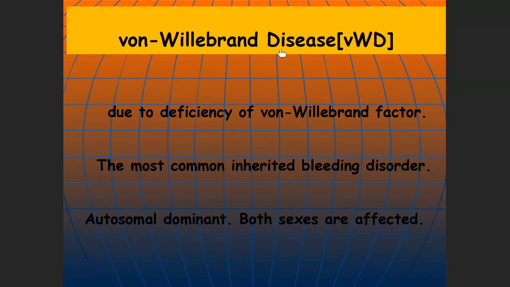Inheritance of von Willebrand disease is autosomal, which means both males and females are affected. In contrast to hemophilia A and B, which are sex-linked, affecting only males, von Willebrand disease is autosomal. Both males and females are affected by the disease.